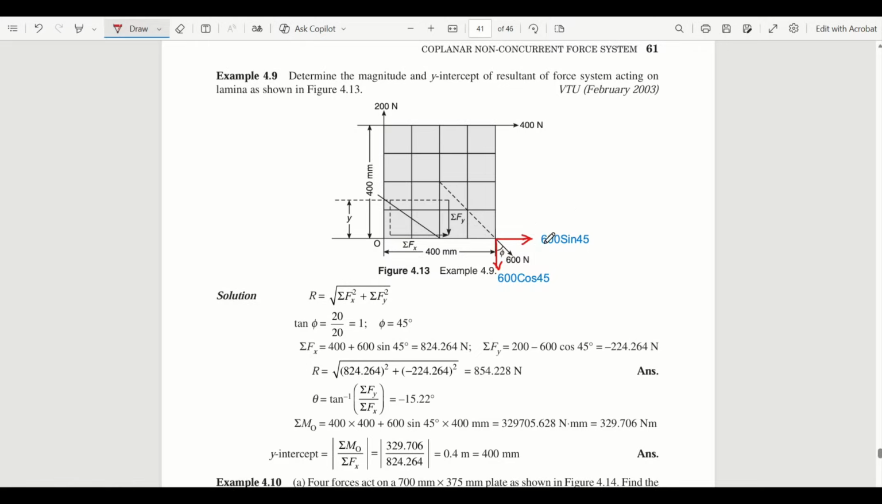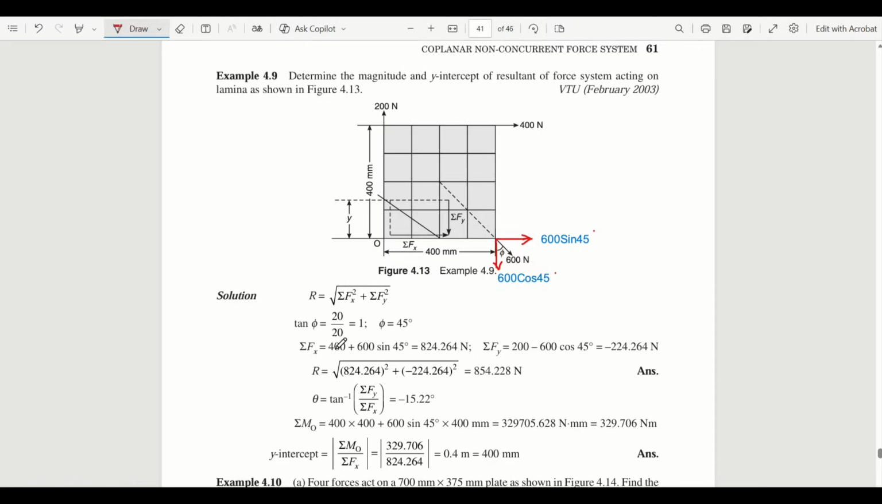So this is also plus 600 sine 45, plus 600 sine 45. Okay, so just write whatever value you got by resolving these forces. Now next, you have to resolve the vertical components. Now 200 is going towards up, so it will be plus 200, and this will be minus 600 cos 45. So by resolving this, you will get minus 224.264 Newton. You understood this step? I hope you're clear with this.